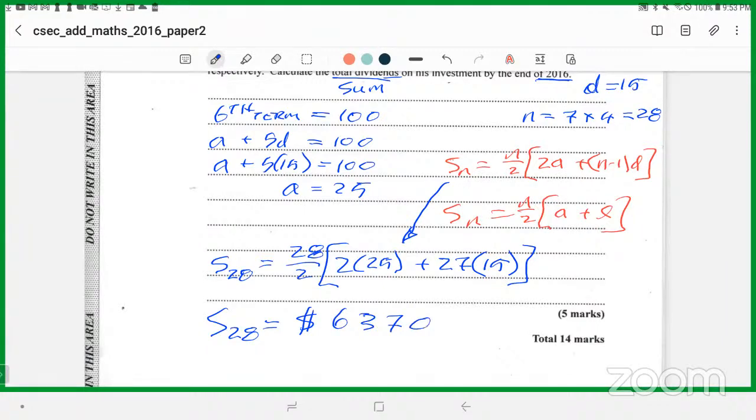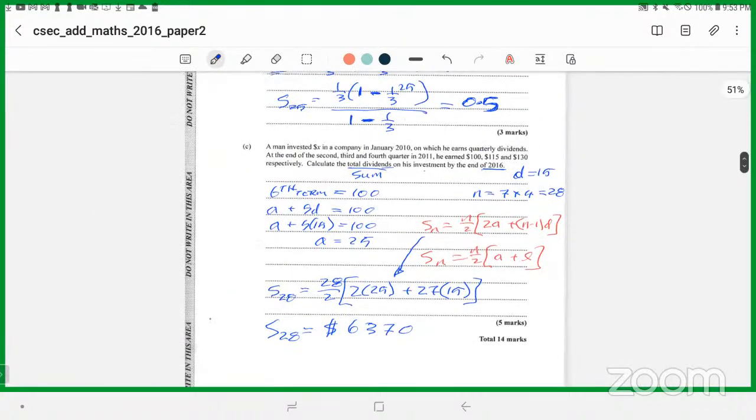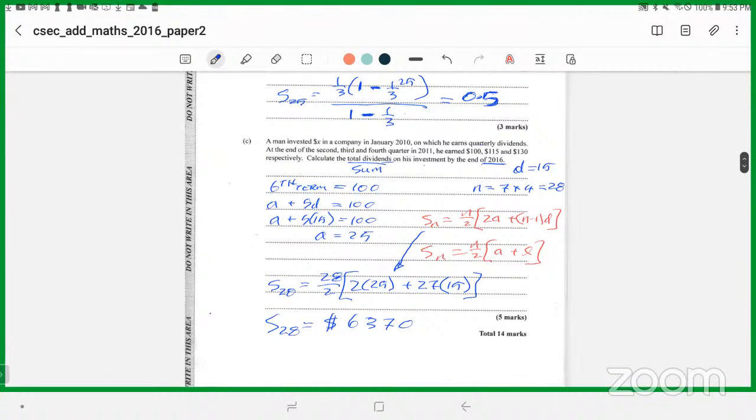All right, beautiful. So that was at AP. You're looking for the A, you're looking for the D, you're looking for the N, and drop them in the formula. Simple as that.